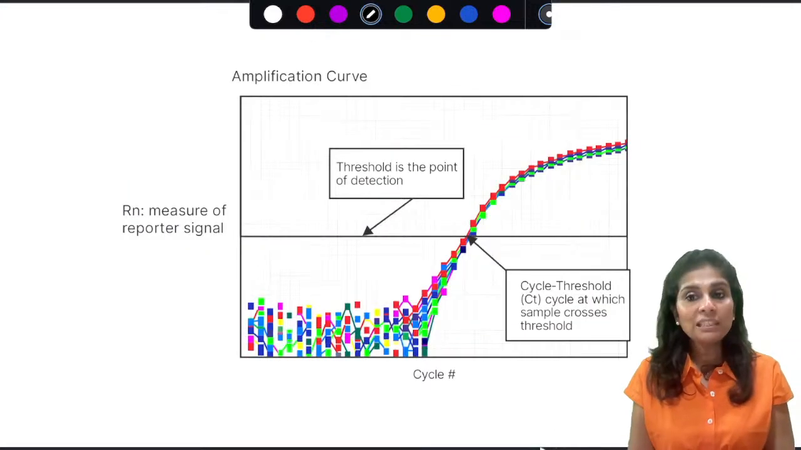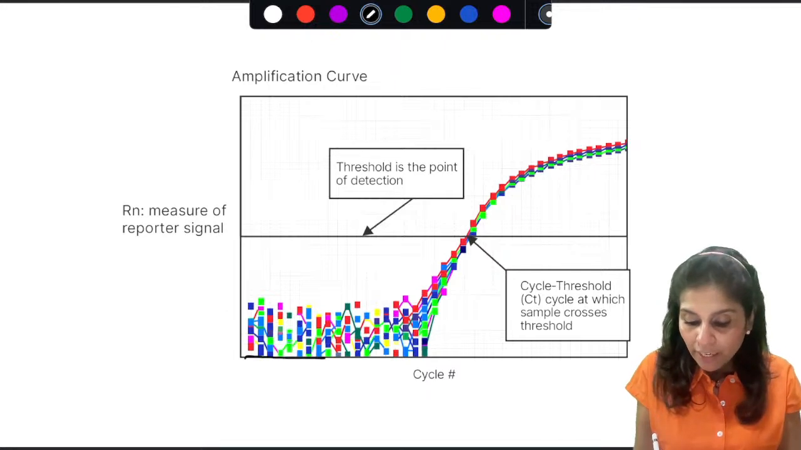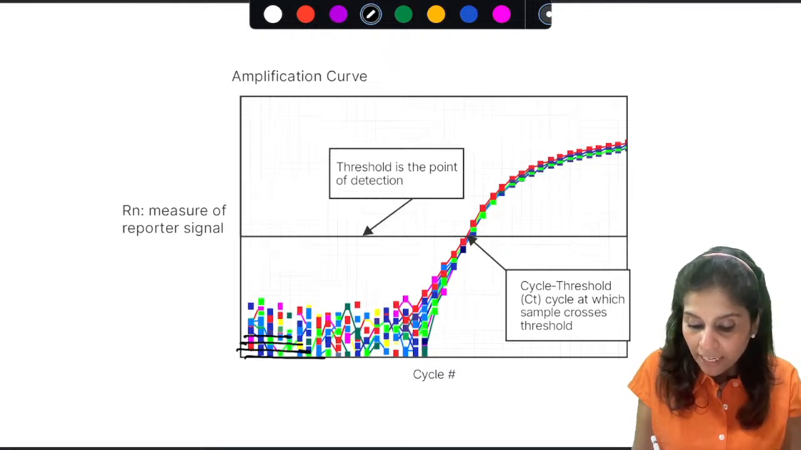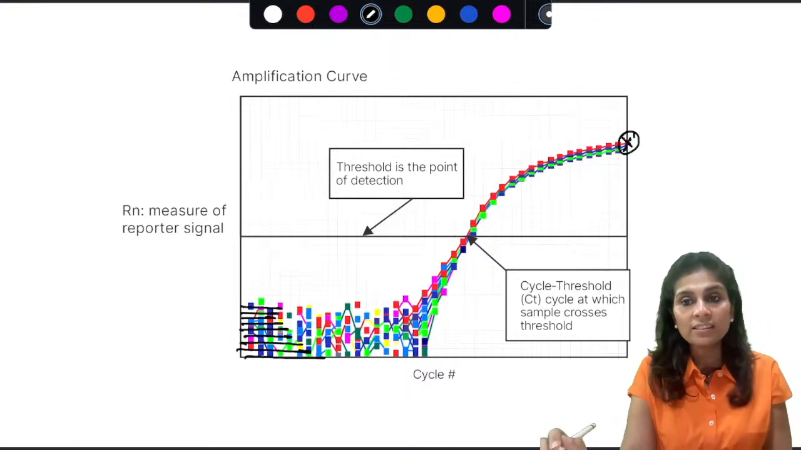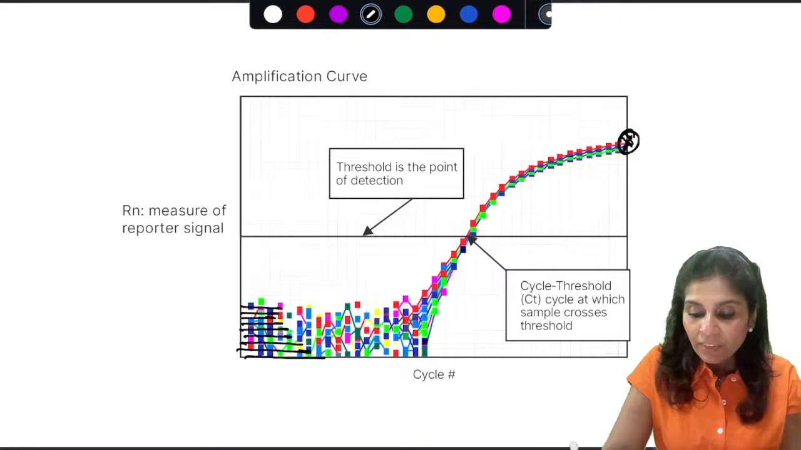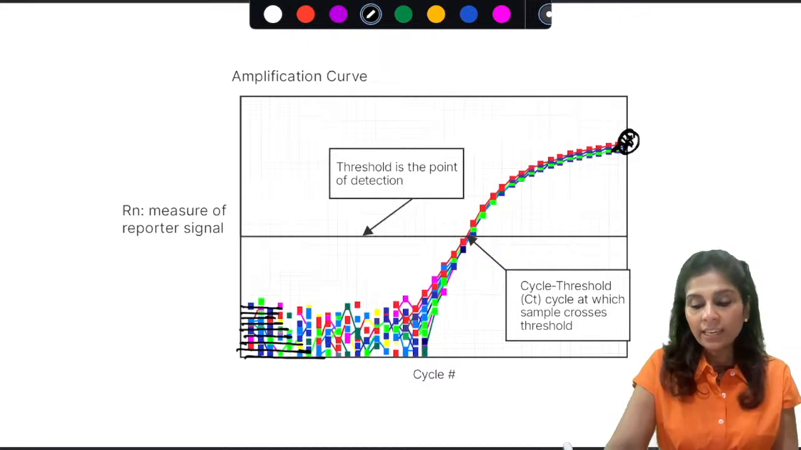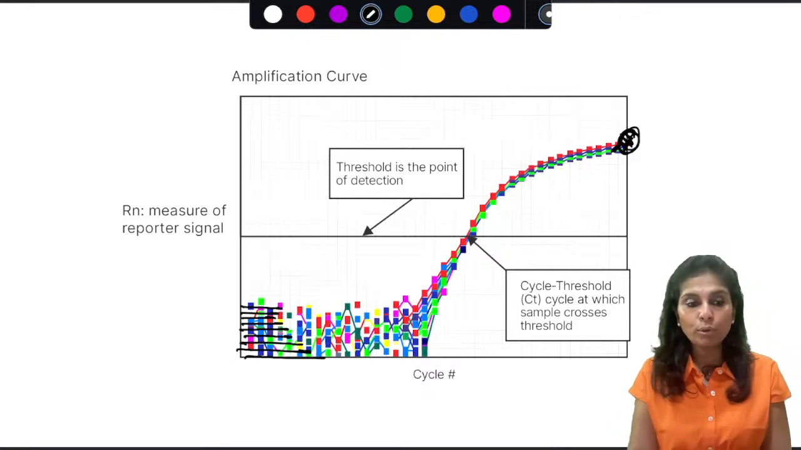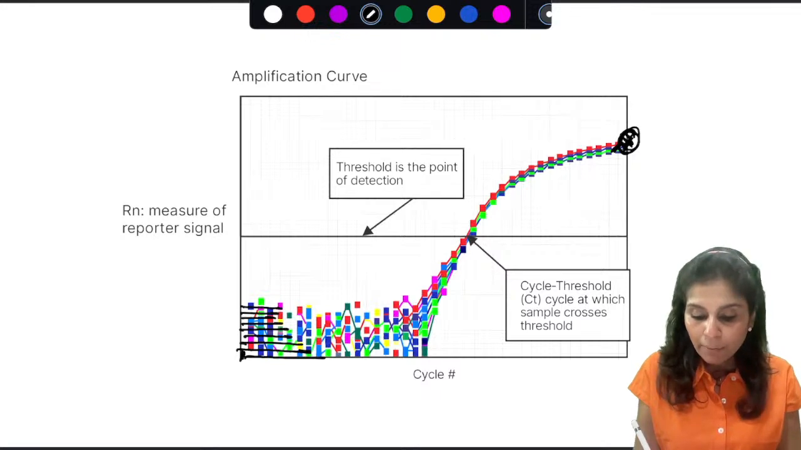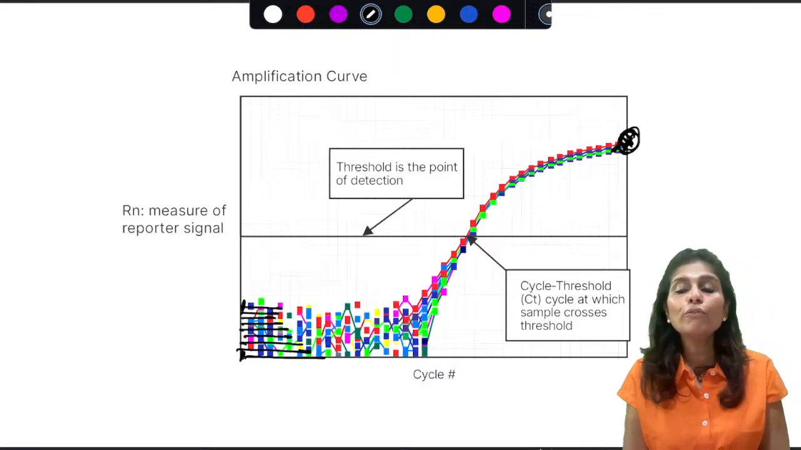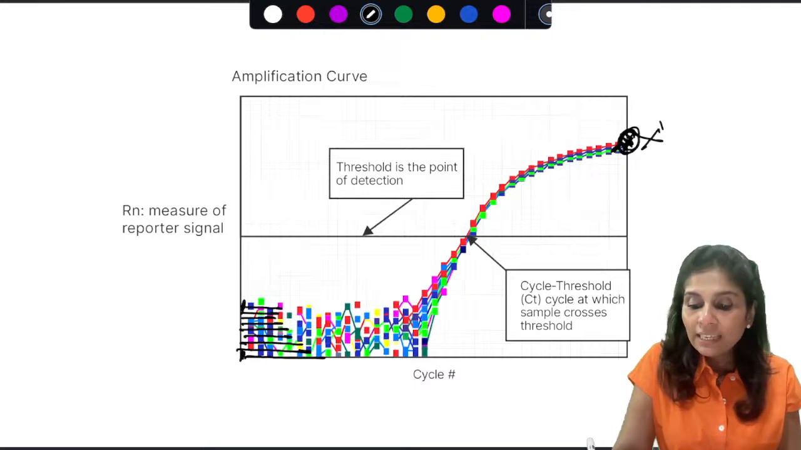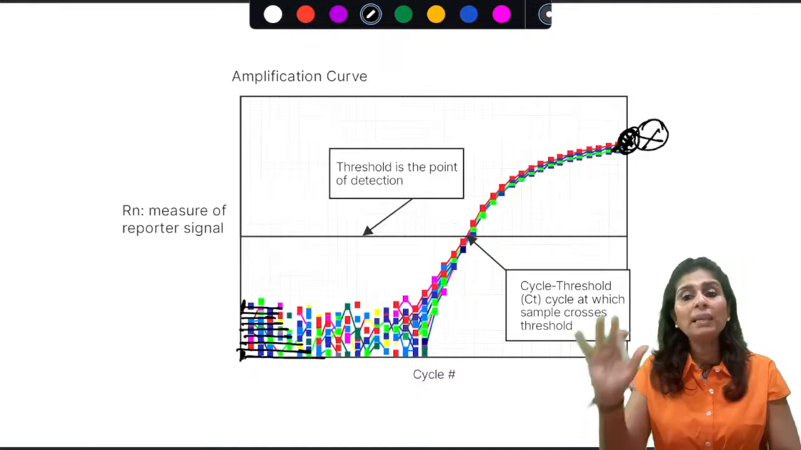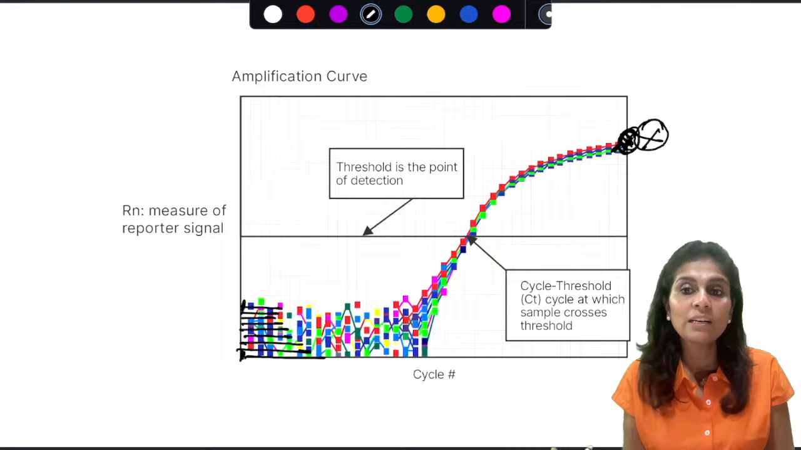But this graph tells you that irrespective of the number of copies of template DNA present in the initial sample, all these samples finally give rise to the same number of products. So from here, if you're trying to extrapolate, you would either underestimate or overestimate the number of copies of template DNA available. So this is not the right phase for quantification. The plateau phase is not the right phase for quantification.